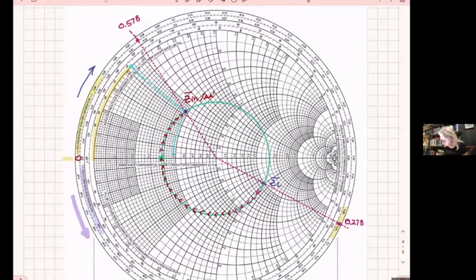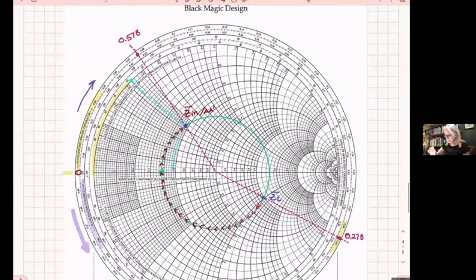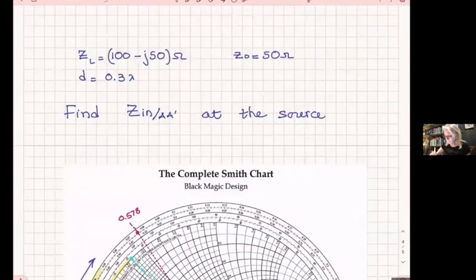So I move from ZN, you see the arrows, the little arrows on the green circle that shows me which direction I'm going. And I stop after I move by whatever distance is the length of the line that has been given to me, which is 0.3 lambda.